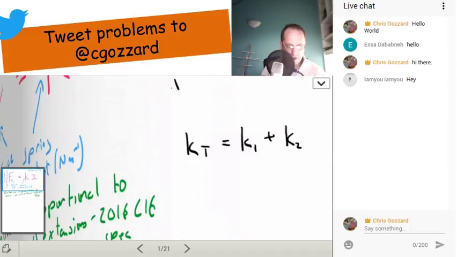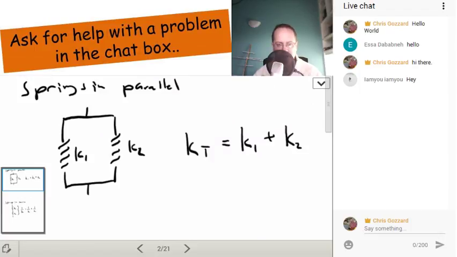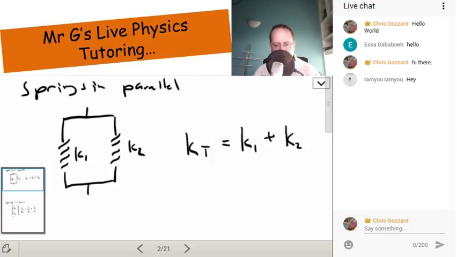One thing you might need to be aware of is springs in parallel. If you've got two springs in parallel, the spring constant of the two adds up.